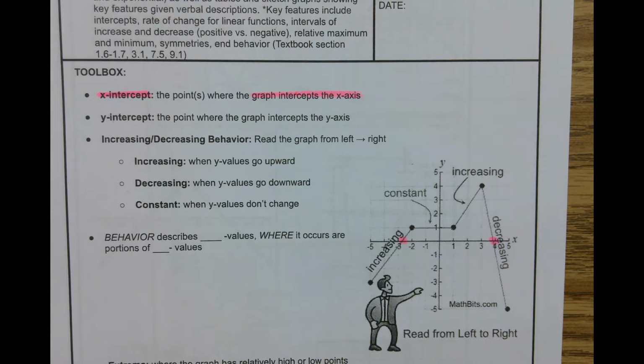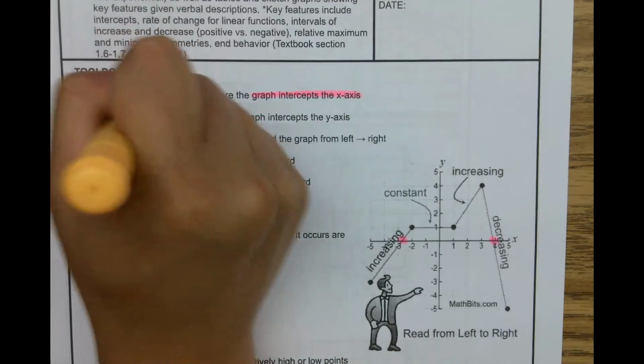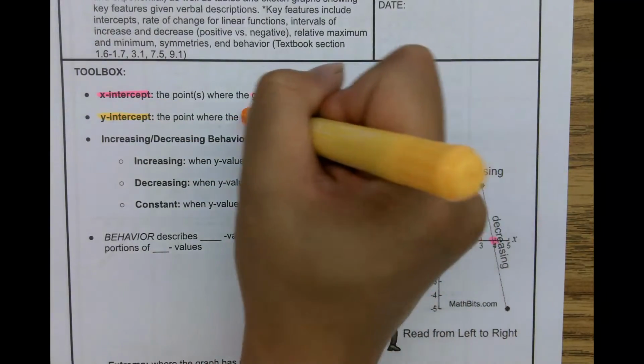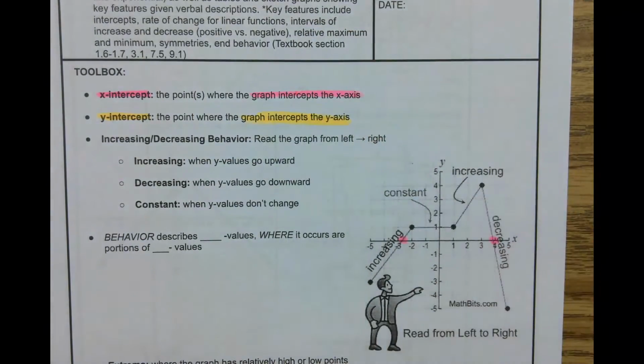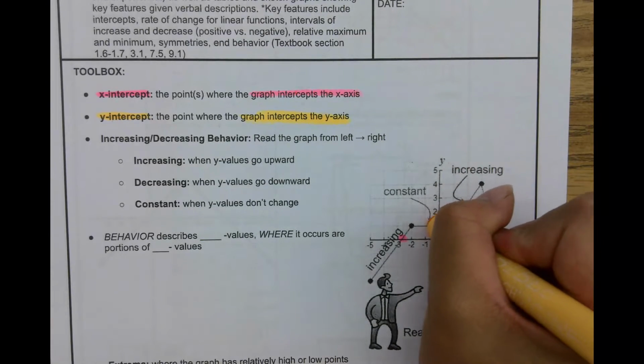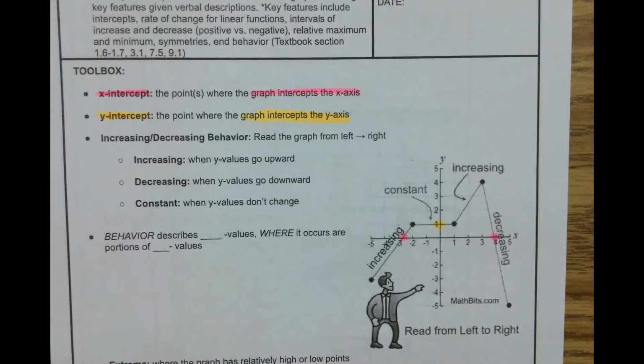The other intercept that we care about is the y-intercept. That is the point where the graph intersects the y-axis. So here is my y-axis. The y-intercept would be right here. So you should be pretty familiar with that.